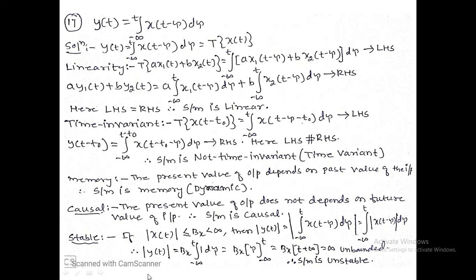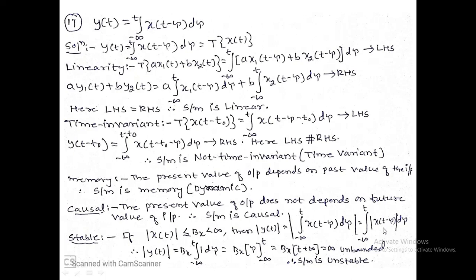Causal system. Stability: for the bounded input, magnitude bx greater than or equal to magnitude of x of t, less than infinity, then I have to calculate the magnitude of y of t. Taking magnitude on both sides, we get magnitude of y of t is equal to integration from minus infinity to t of x of t minus tau d tau. Taking the integration, the modulus comes inside the integral.